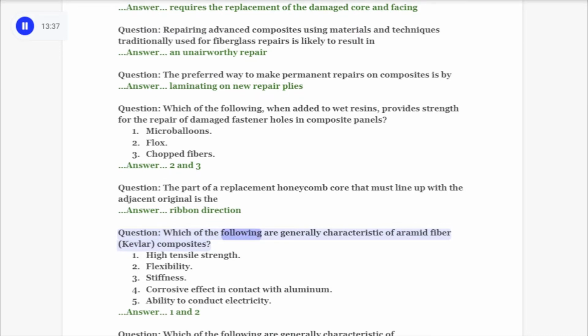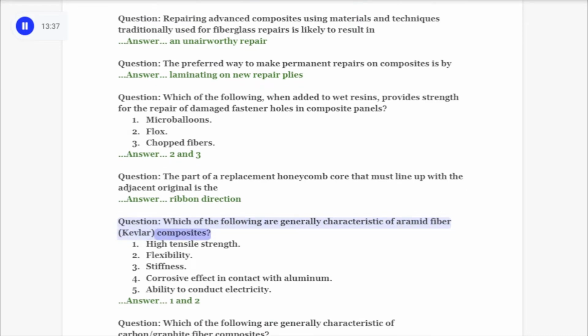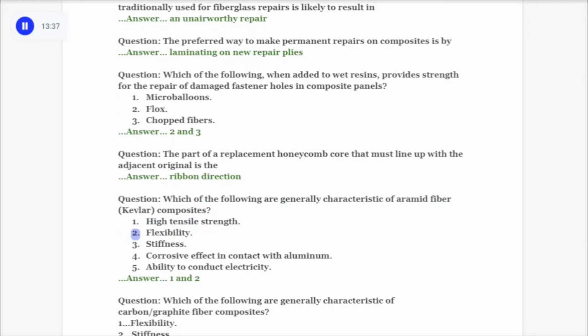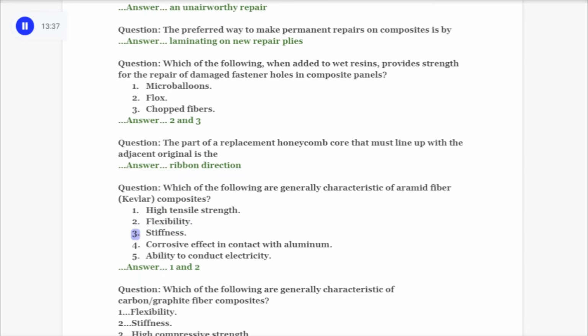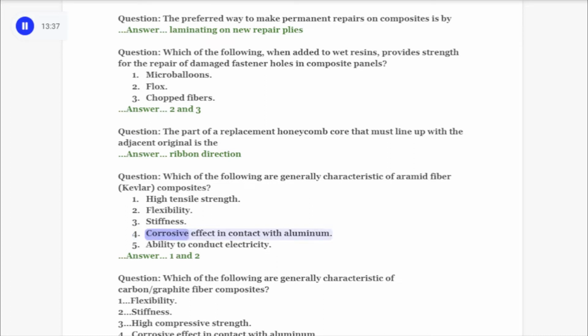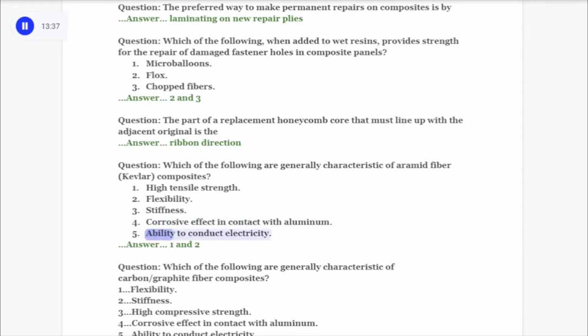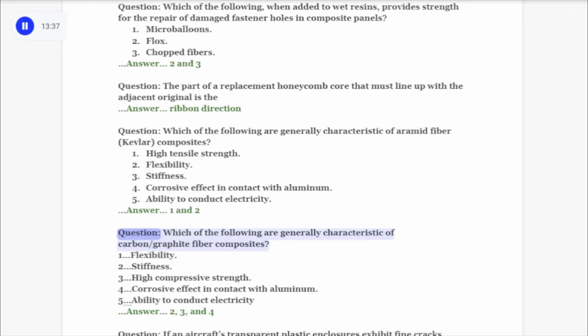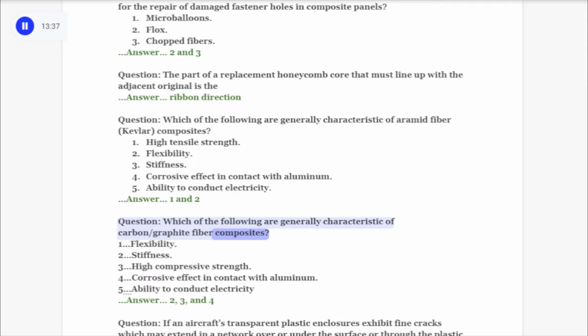Question: which of the following are generally characteristic of aramid fiber, Kevlar, composites? 1. High tensile strength. 2. Flexibility. 3. Stiffness. 4. Corrosive effect in contact with aluminum. 5. Ability to conduct electricity. Answer: 1 and 2. Question: which of the following are generally characteristic of carbon/graphite fiber composites?